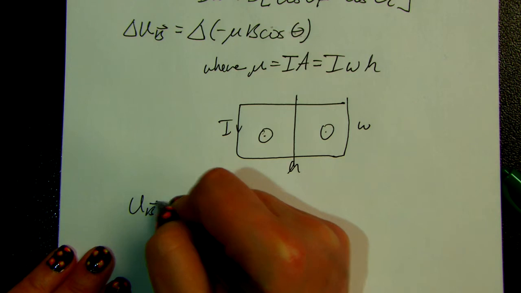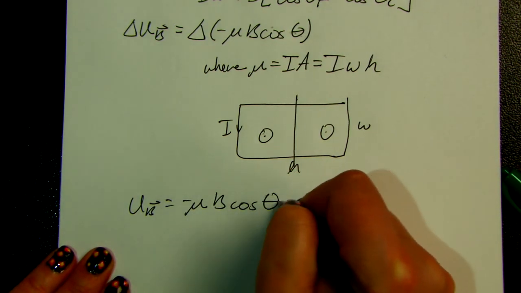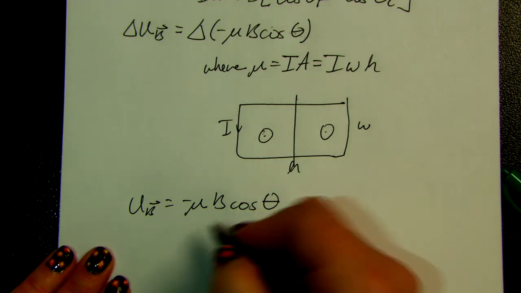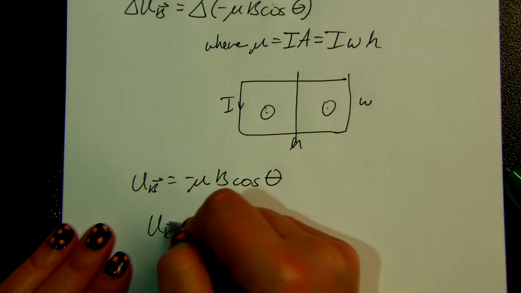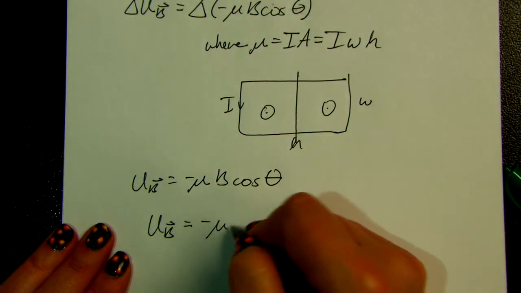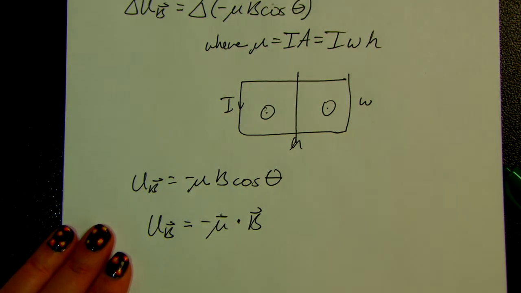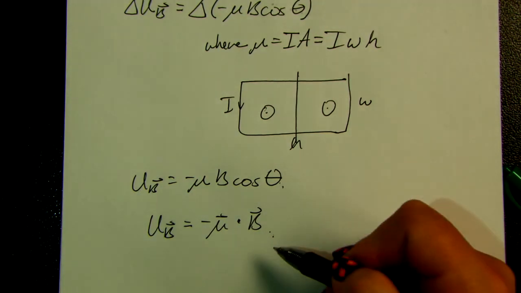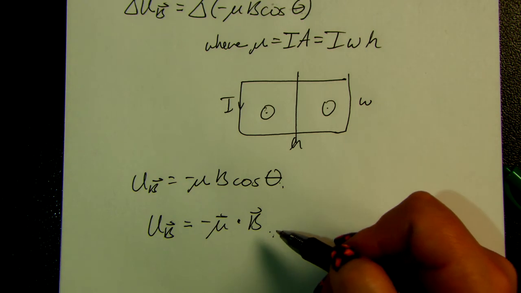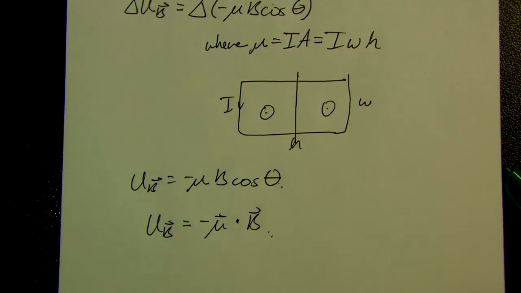Okay, so the magnetic potential energy is equal to minus mu B cosine theta, which can also be written as the magnetic dipole moment dotted with the magnetic field. So we see that this is just the cosine notation for the dot product.